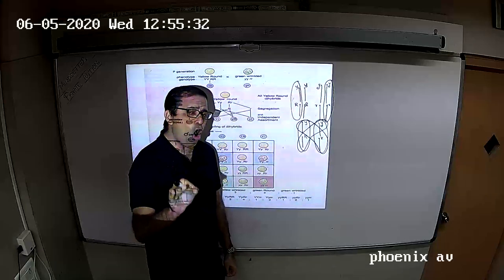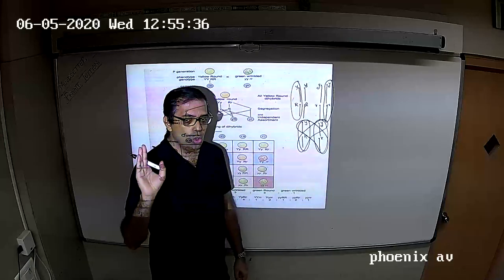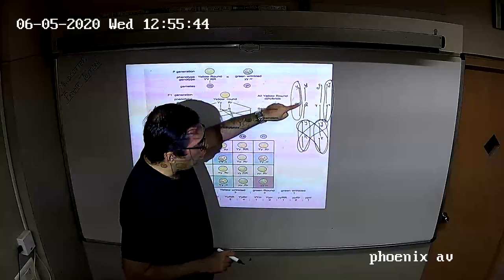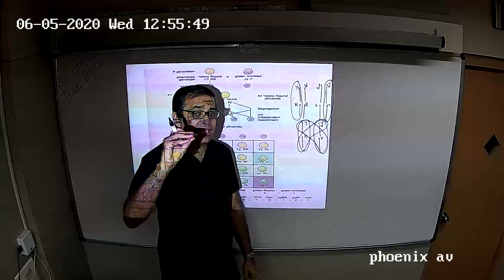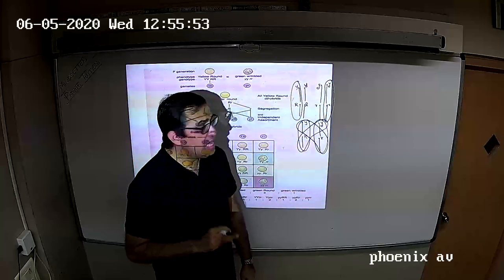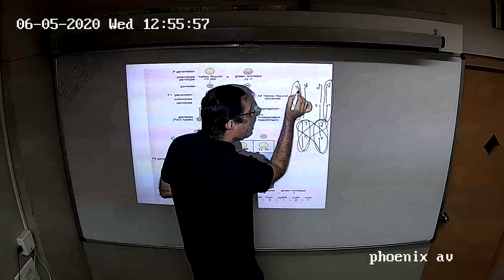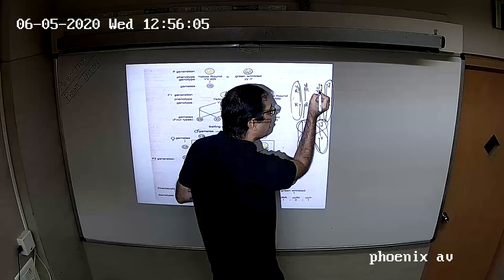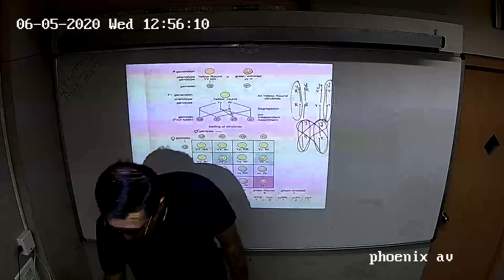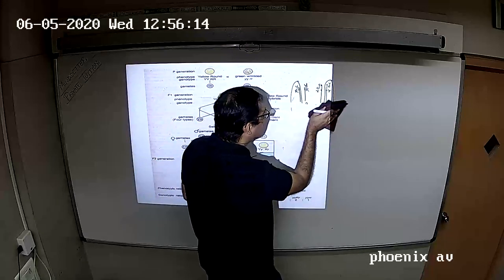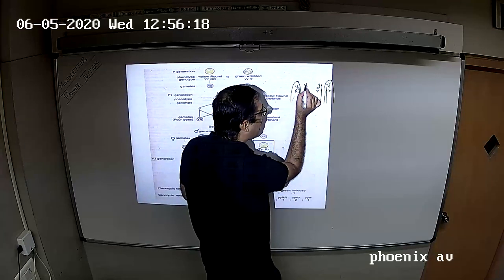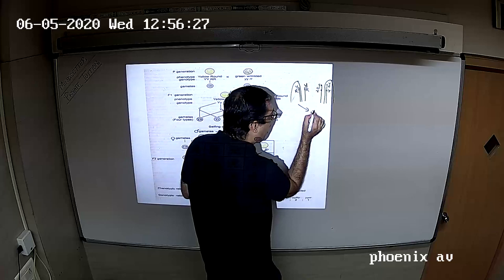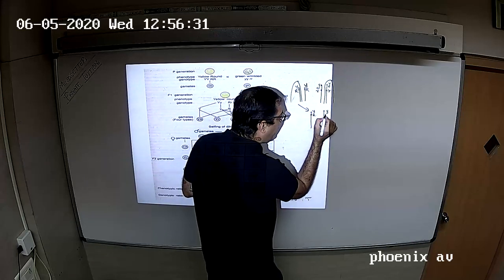Now, is the law of independent assortment universally true? Mendel was lucky that the two traits that he studied, yellow and round, green and wrinkled, these characteristics or these genes were found on different chromosomes. Suppose we had a combination of capital Y and capital R found on the same chromosome and small y and small r found on the same chromosome, then what would have happened? Then you would have got capital Y, capital R, small y, small r found on the same chromosome. The gametes formed would have been capital Y, capital R, small y, small r.